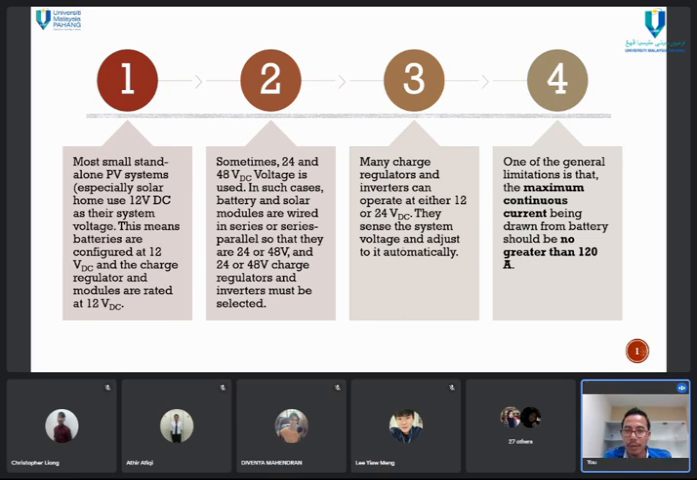In such cases, batteries and solar modules are wired in series or series parallel lah, so that they are 24 or 48 volt. Like I told you. 24 means two 12 volt batteries are connected in series lah. For 48, we connect four in series. Then we get 48 volt system voltage. The capacity depends on the battery. If you want to increase the capacity, then you need to make it parallel.